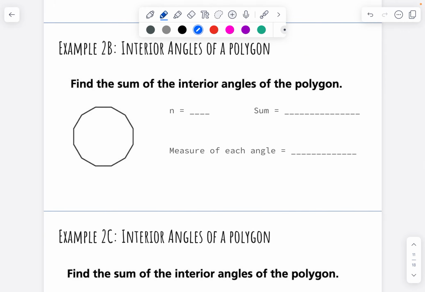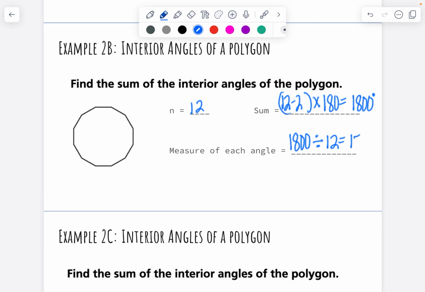So look at this next one. If I counted the number of sides, there would be 12. So 12 minus 2 times 180 gives me 1,800 degrees. To find the measure of each angle, I'll do 1,800 divided by 12, because that's how many angles there are, and each angle would be 150 degrees.